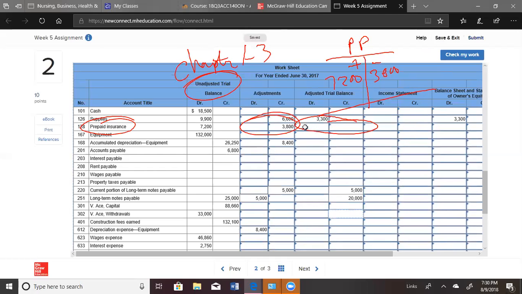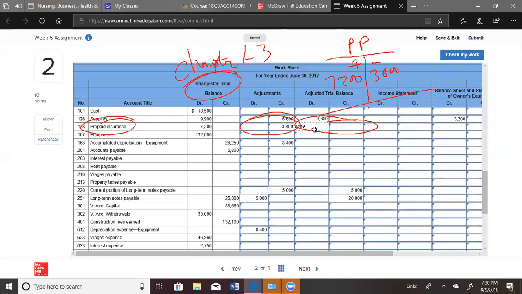Okay. So that's going to go right here. Yep. And then the credits, it's only going to go on the credit side if it's a bigger side, or it's only going to go on the debit side if it's a bigger side.